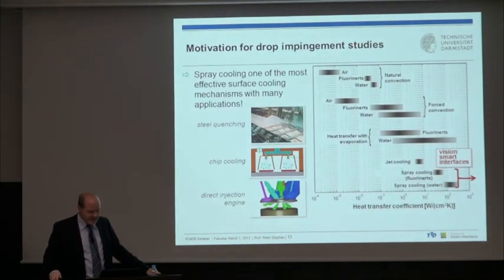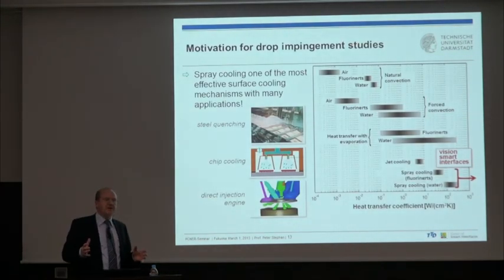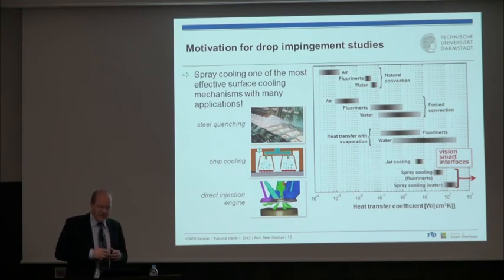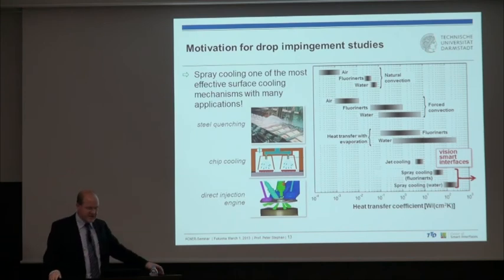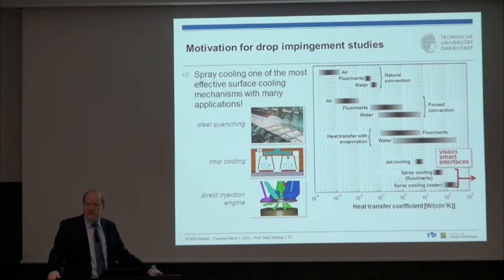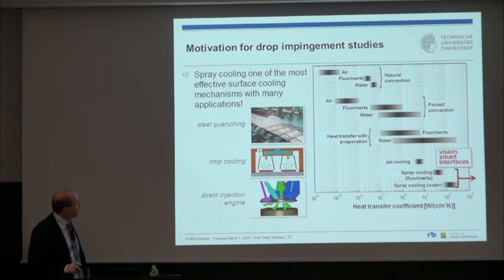Now, why do we do that? We are not so much interested from an application point of view in a single drop impingement, but we try to go in the next steps towards spray cooling, because spray cooling is one of the most efficient surface cooling mechanisms in many applications. We have also more applied projects together with the steel industry, for example, for steel quenching, which is the water spray on hot steel plates.